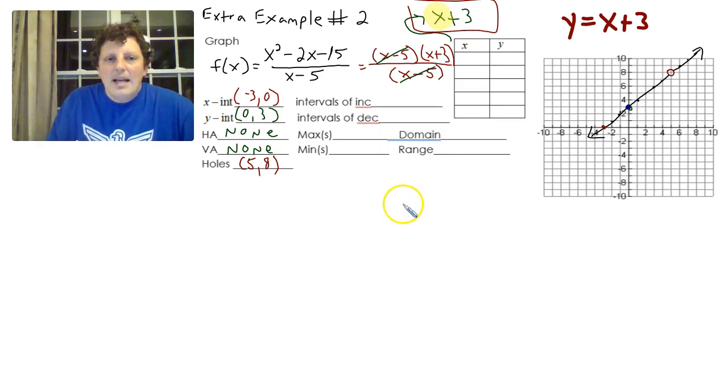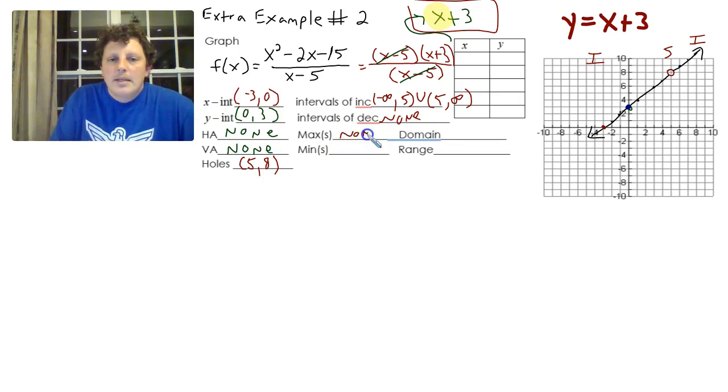All right, our last extra example here, we have interval of increase. It looks like this function is increasing forever except where the hole is, right? So we're increasing from -infinity to the x value of the hole, which is 5, and then we start increasing again. So the interval of increase would be from -infinity to the hole, x value of 5, union that with everything to the right of the hole. There is no interval of decrease. There is no maximum, no local minimum.